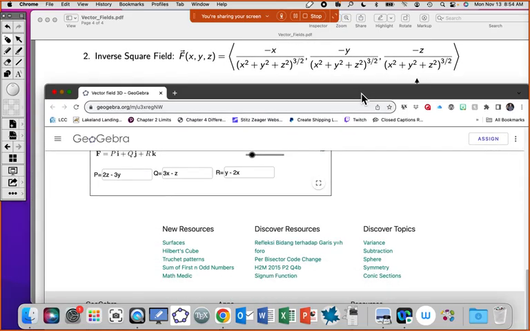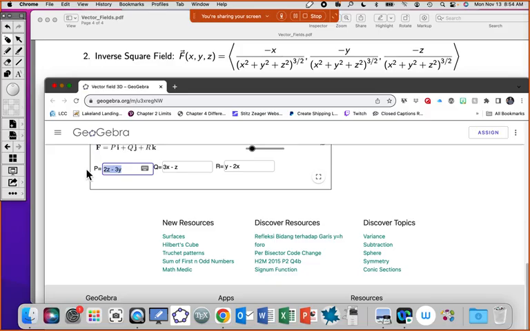Inverse square field, we can just bump up the last one we did. This will be minus then, so this will be pointing in towards the origin. Wait, did I do a square root? Put this in here. Let's see. I guess we forgot to cube these here.